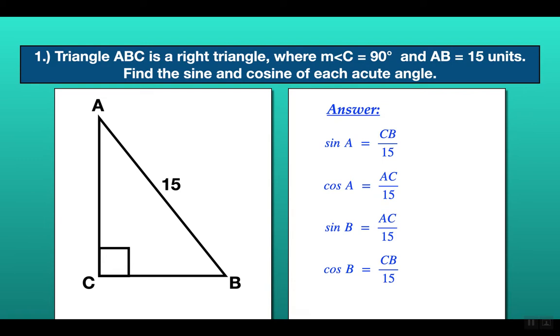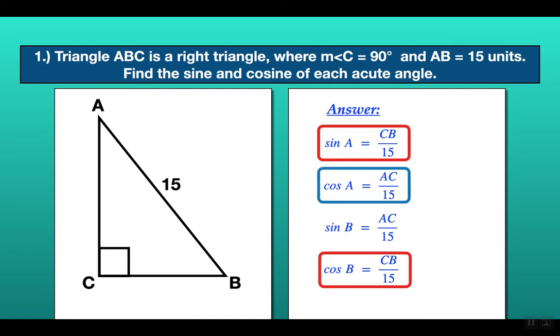because it's very important. Okay, notice that the sine of A, CB over 15, is the same as the cosine of B. They both equal CB over 15 because you end up dividing the same sides to get them. Okay, and the same thing is true with the cosine of A, which is AC over 15, and the sine of B, which is also AC over 15. Okay, so what I'm trying to point out is that the sine of A will always equal the cosine of B, and the cosine of A will always equal the sine of B.